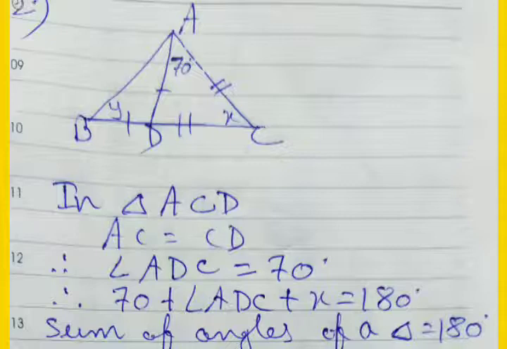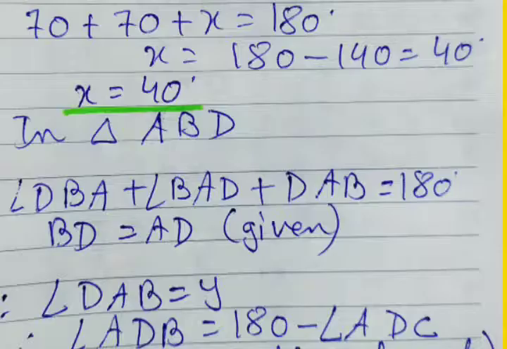Then in triangle ACD, AC is equal to CD, and angle ADC is equal to 70 degree. So 70 degree plus ADC plus X is equal to 180 degree. Then 70 plus 70, value of ADC will be what? Yes, 70 degree, because this is an isosceles triangle. So 70 plus 70 plus X equal to 180 degree, and X is equal to 180 minus 140, that is 40 degree. So X is equal to 40 degree.